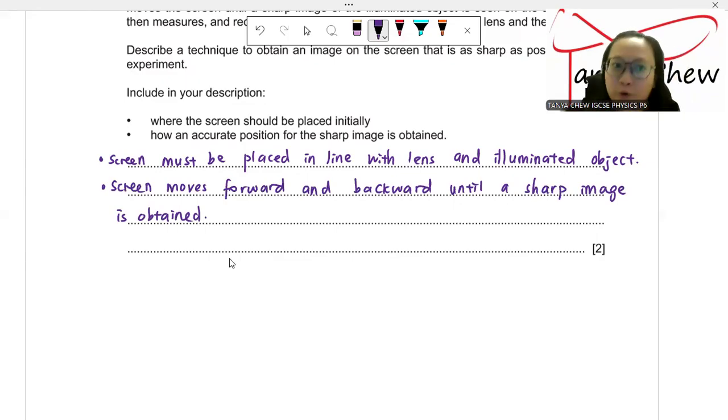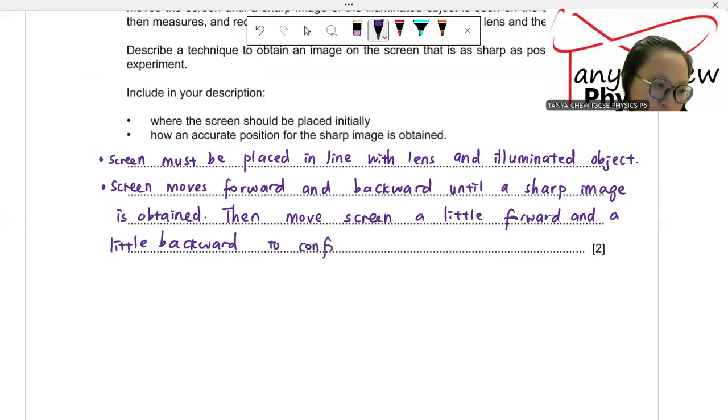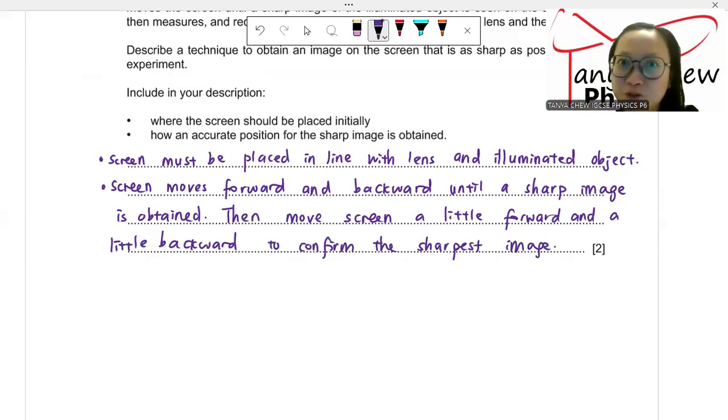So what do you do next? This is the next very important thing that you should do once you determine, hey, that's the sharpest image. Once you are sure that that's the sharpest image, then move the screen a little forward and a little backward to confirm the sharpest image. That is what you're supposed to do. Very important.